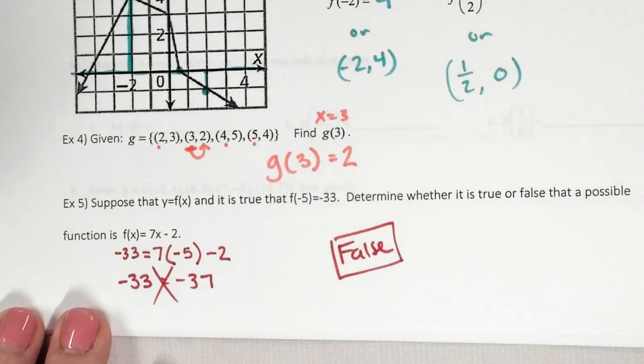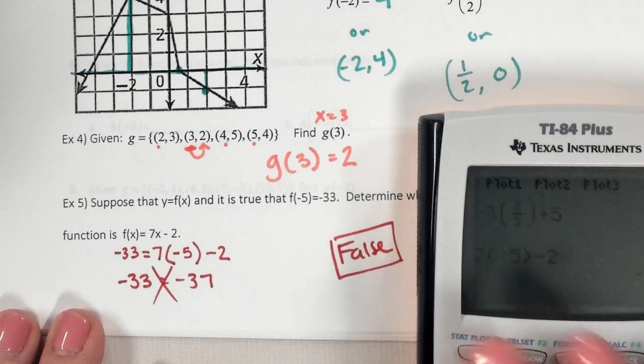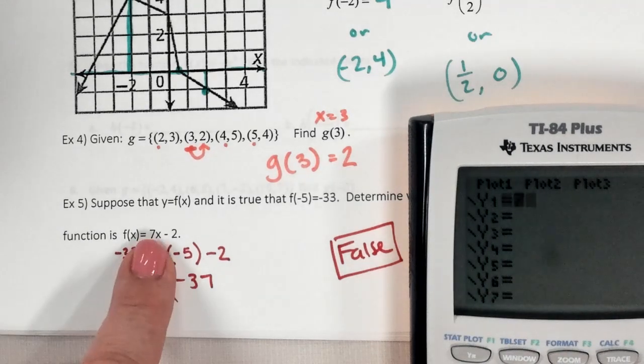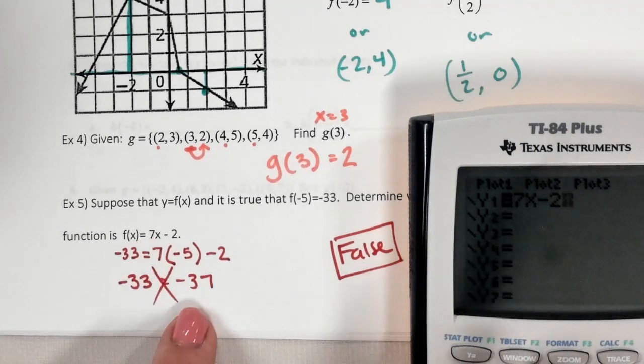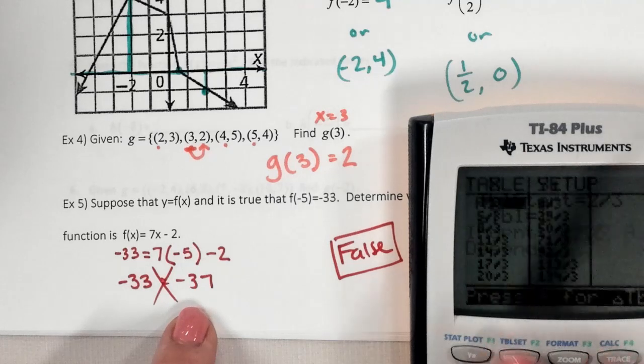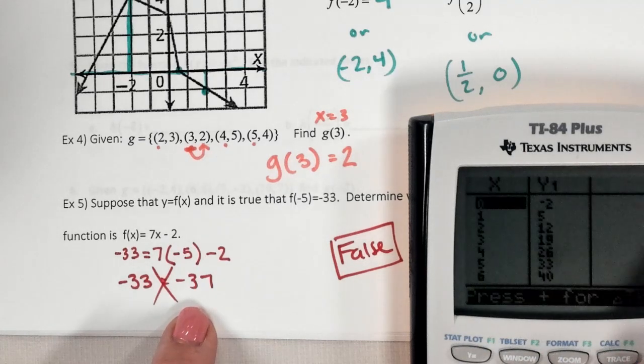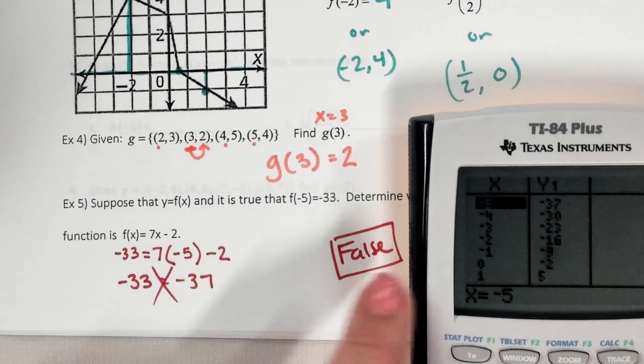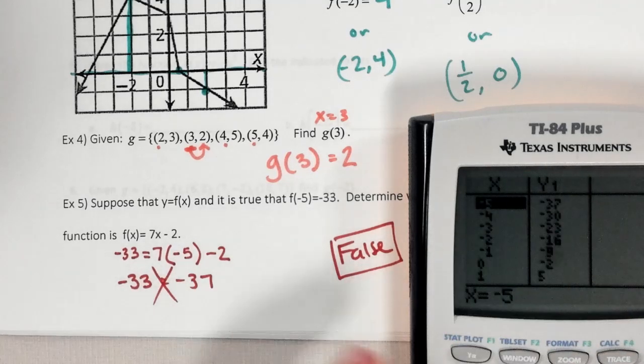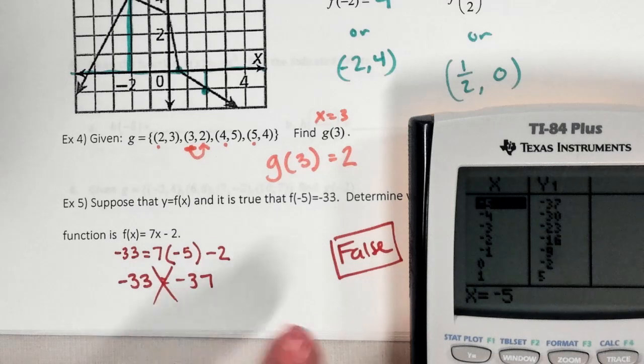Now, another way you could have done this is you could have gone to your y equals and typed your equation 7x minus 2. And when I go to my table, I look for negative 5. And does it equal negative 33? No, it equals negative 37 like I told you, so that's another way to prove that it's false. Any questions with that?